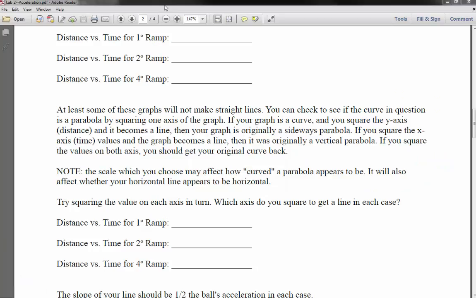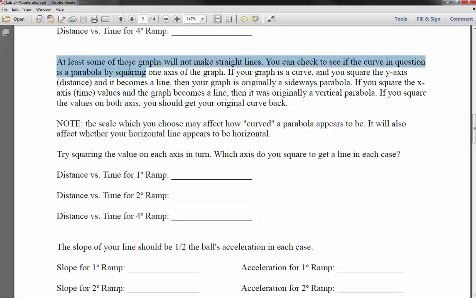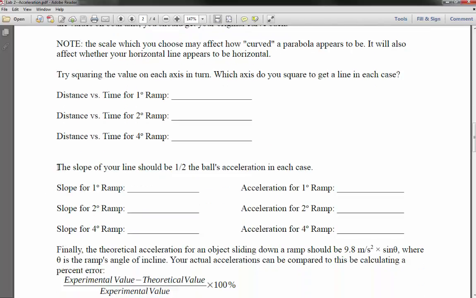That matches nicely with your written directions in this lab handout. If you scroll down here, it basically says some of the graphs will not make straight lines. You can check to see if the curve is a parabola by squaring it. That's what we did in the last part of this question. Then a little while later, it says the slope of your line should be 1/2 of the ball's acceleration. That implies that the slope should have the same units as the acceleration. So your directions actually kind of had the answer to this question as well.